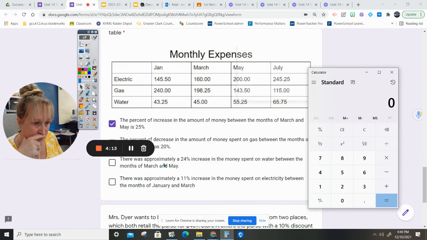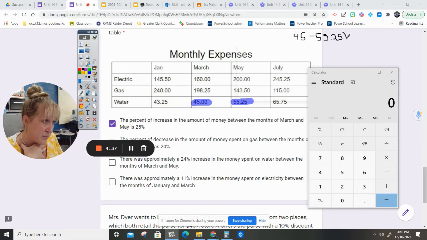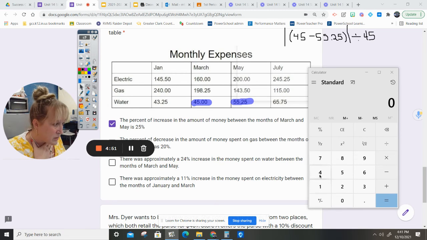All right, let's read the next one. There was approximately, so around 24% in the money spent on water. So water is here between the months of March and May. So I need to do the same thing I've been doing. $45 minus 55.25, parentheses, absolute value, because it's got to be positive, divided by the original, which is 45, because it happened first. Let's see if I can get my calculator to do that.